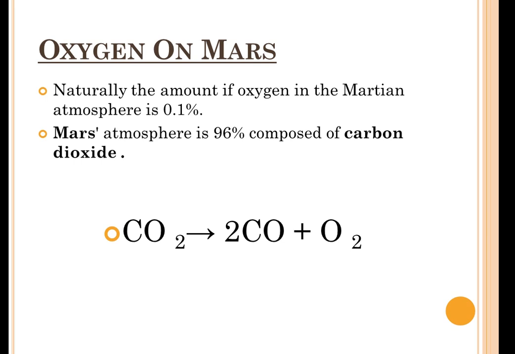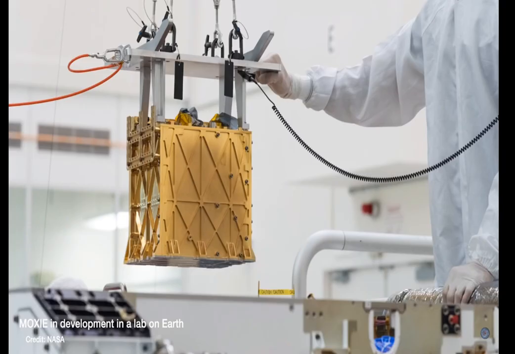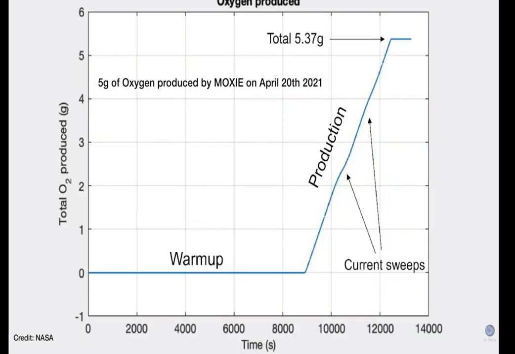NASA recently landed a rover, Perseverance, on Mars, which has a box called MOXIE, which is the size of a toaster, which actually takes the carbon dioxide present in the atmosphere and compresses it and releases oxygen and carbon monoxide. The carbon monoxide is released back into the atmosphere while the oxygen is preserved. So MOXIE did make some oxygen, which was more than 5 grams of oxygen on 20th April in about the time of an hour. So yeah.